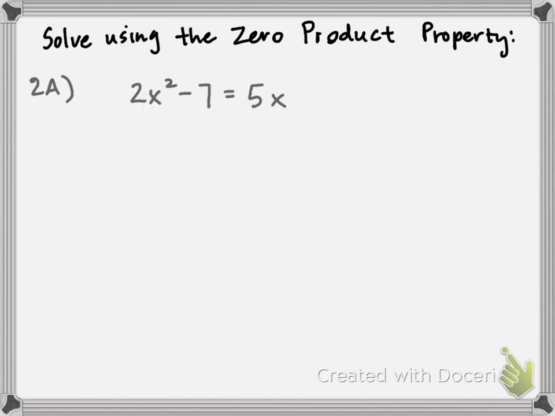On to the next example, we have 2a. Continue solving using the zero product property. Now what you need to notice on this is it does not equal 0. So remember the ZPP states that we're going to have factor A times factor B, and they have to equal 0. So let's write this in terms of equal 0. That's our first step. So we have 2x squared minus 5x minus 7 equals 0.